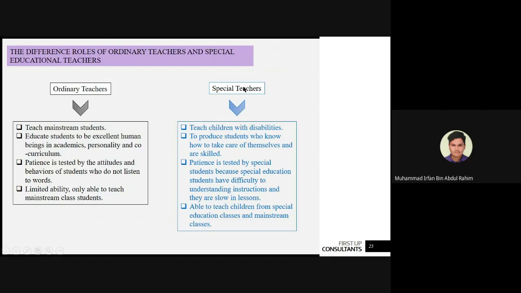And then for the special teacher, they need to teach children with disabilities. They need to produce students who know how to take care of themselves and are skilled. And then patience is tested by special students because special educational students have difficulty understanding instructions and they are slow in lessons. And the last one is able to teach children from special education classes and mainstream classes.